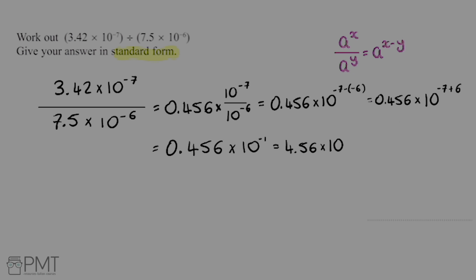But how did we get from here to here? Well, we divided by 10, so we need to subtract 1 from the power, giving us minus 2. So that's our final answer in standard form, 4.56 multiplied by 10 to the power minus 2. And we get 1 mark for the working and 1 mark for the final answer here.